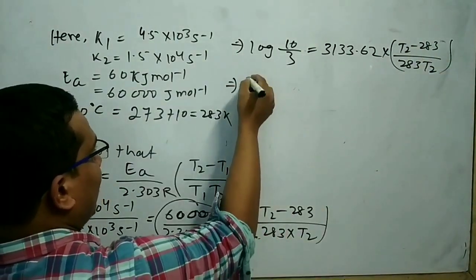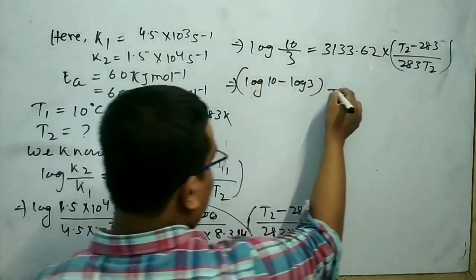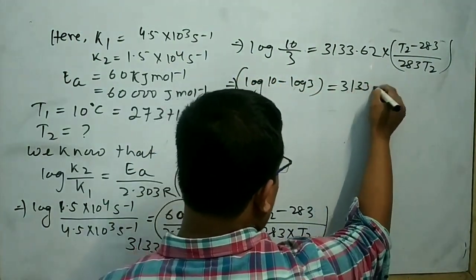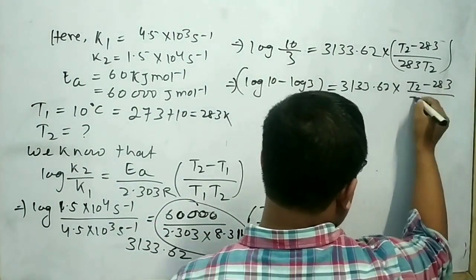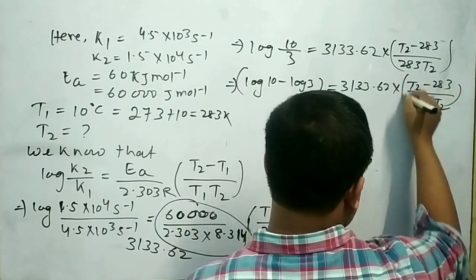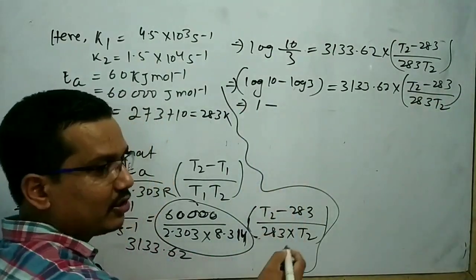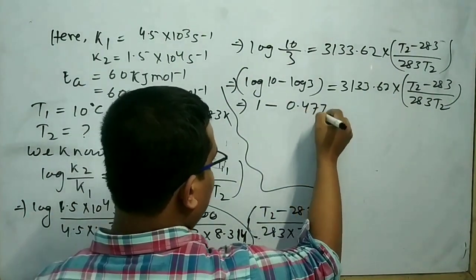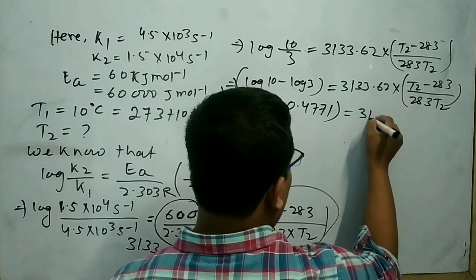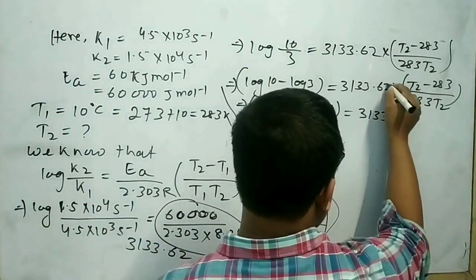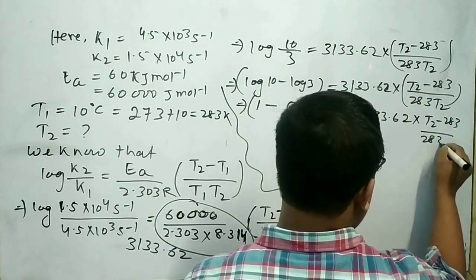Now I can solve like this. Log 10 minus log 3 equals 3133.62 into (T2 minus 283) divided by 283 T2. This implies that I can write 1 minus the value of log 3, which is 0.4771, equals 3133.62 into (T2 minus 283) divided by 283 T2.